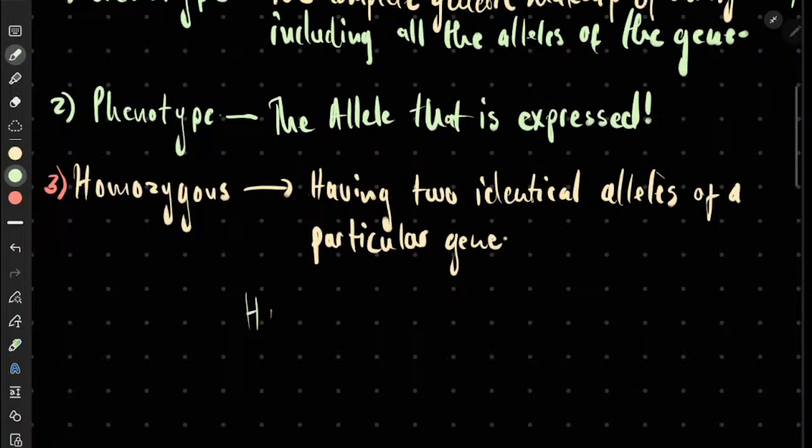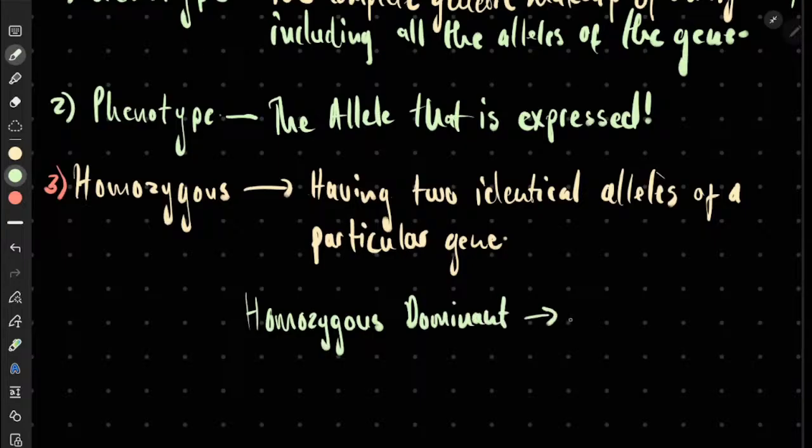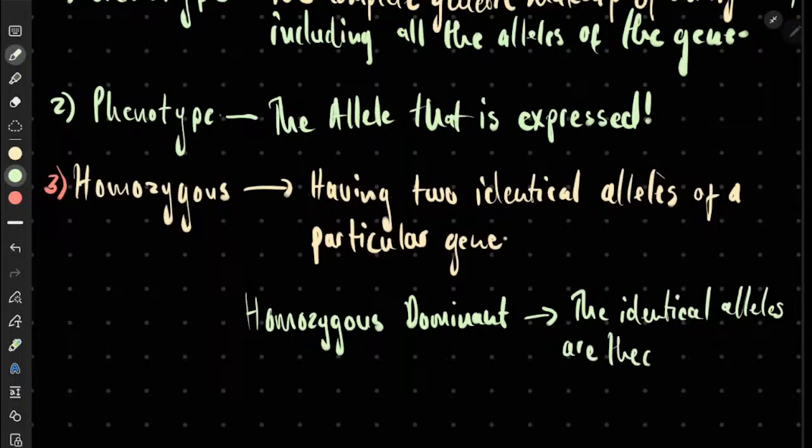When you are homozygous dominant, let's put an example. Homozygous dominant means both identical alleles are the dominant one.